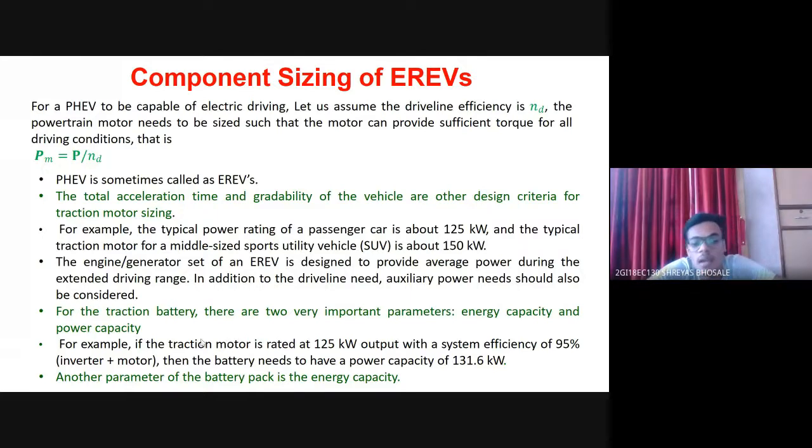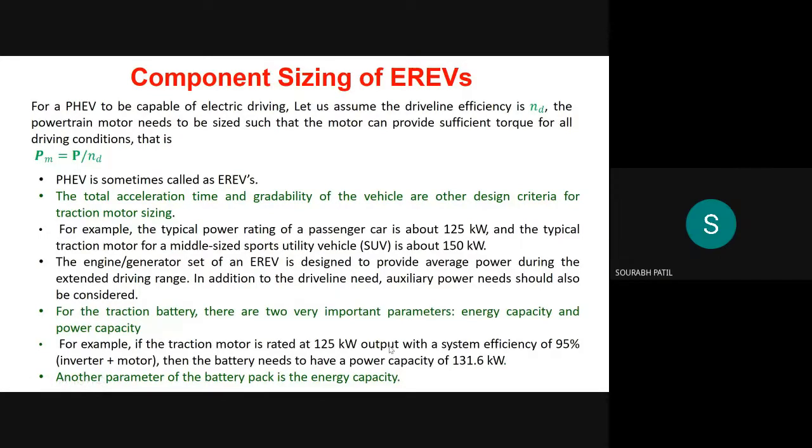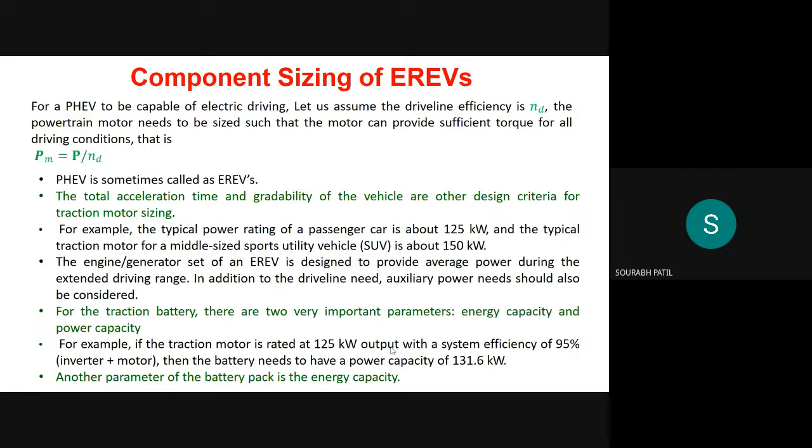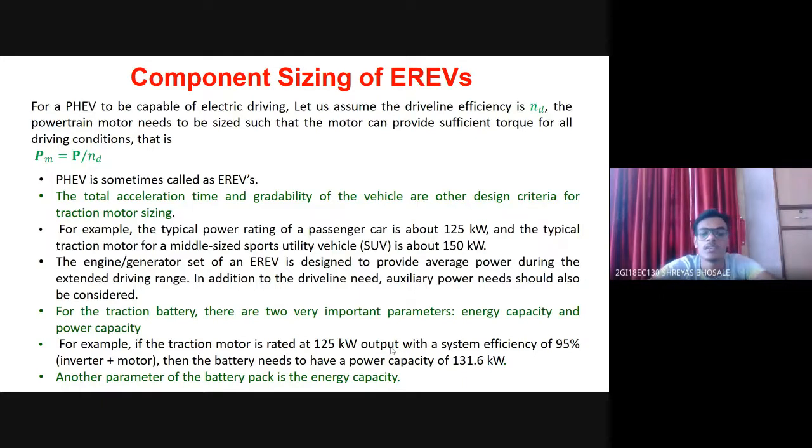Another important parameter of the battery pack is the energy capacity. This can be calculated based on the total electric range to be designed. For example, if a vehicle is designed to have an electric range of 64 kilometer and the vehicle consumes an average of 150 watt-hour per kilometer in city driving, then the battery needs to be able to provide 9.6 kilowatt-hour of usable energy. Now we'll see the component sizing of blended PHEV.